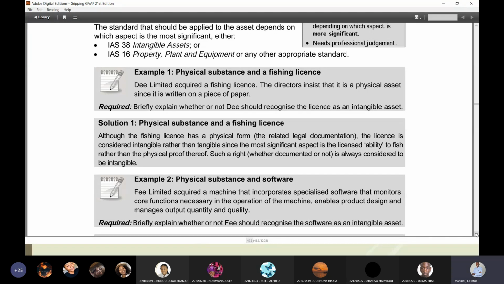Briefly explain whether or not P should recognize the software as an intangible asset. Should the software be recognized as an intangible asset? Can you explain? What will we do here?